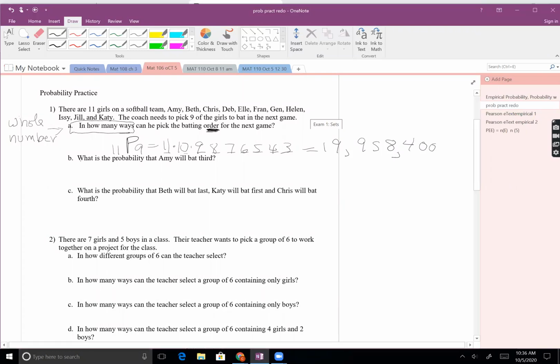Next one says, what's the probability? If a question's asking for a probability, it's telling me I should expect my answer to be a fraction.